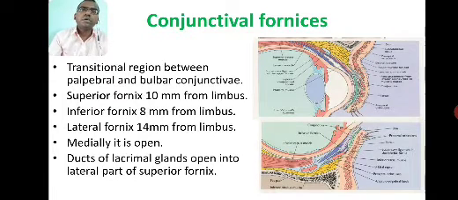Where the two conjunctivae meet, the junction of the palpebral conjunctiva and bulbar conjunctiva forms the structure called the fornix.